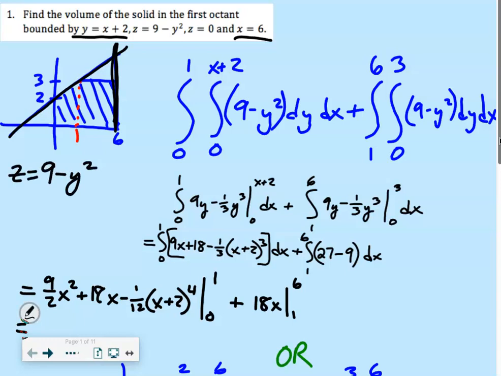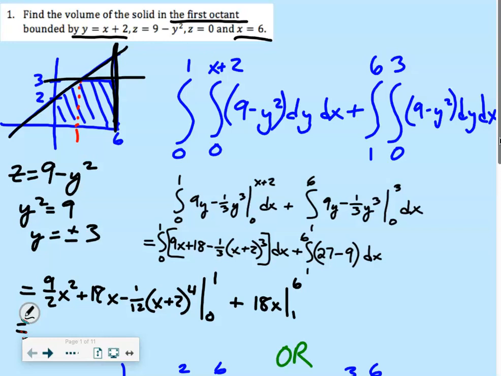Because it said it had to be in the first octant, and there will be problems on your test that say first octant, that means the z has to be positive. If we find where z is 0, z is 0 wherever y squared equals 9. If y is anything bigger than 3, which matters since we're in the first octant, you're going to get a negative z. So y has to be below 3. So you have to cut this off by the line y equals 3.